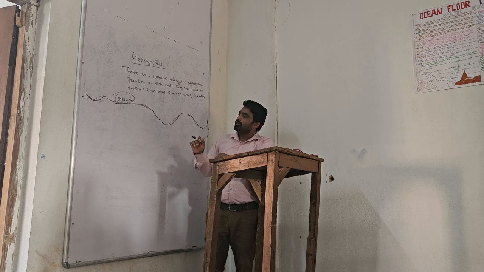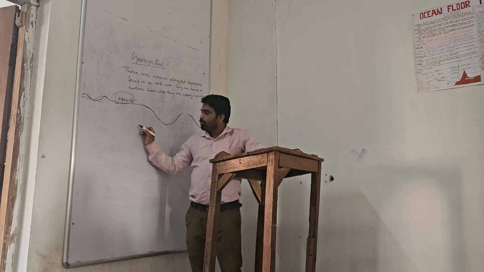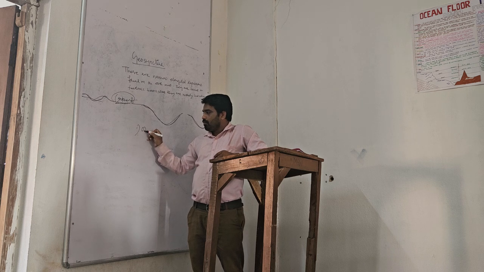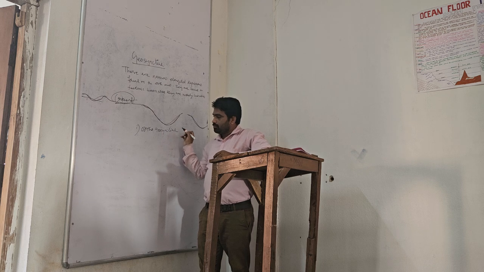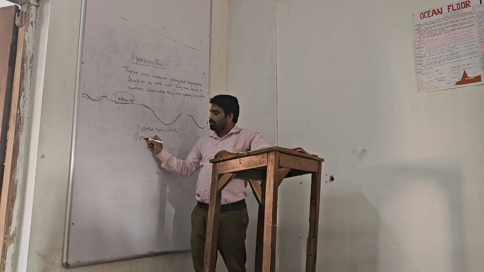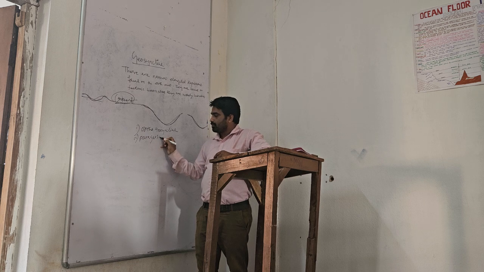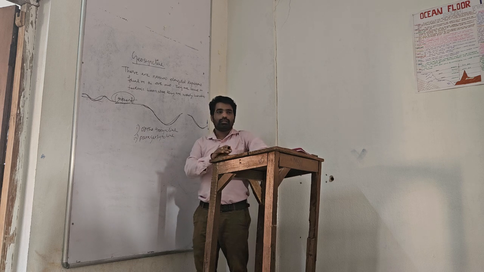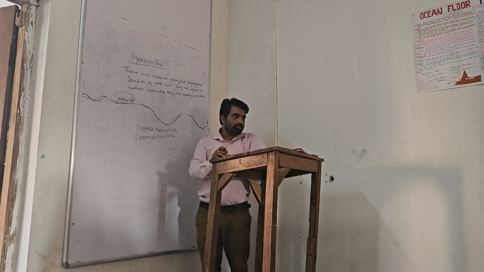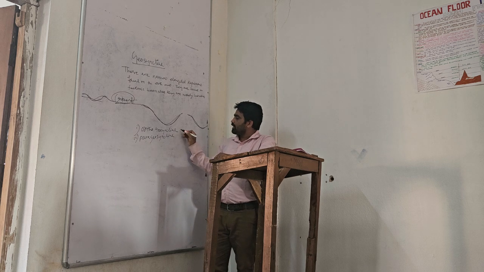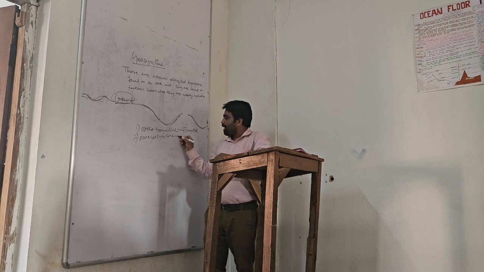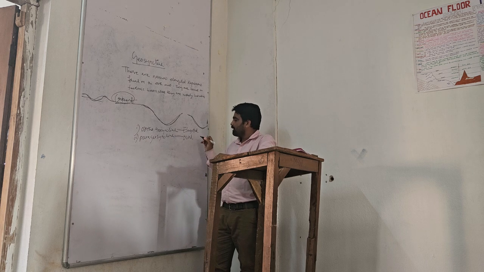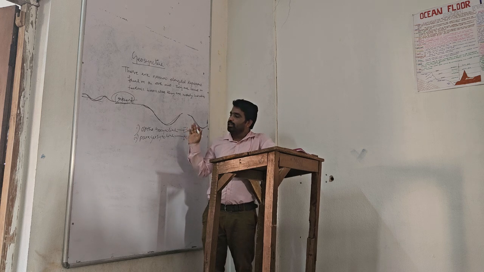So they are broadly classified into two broad categories. One is orthogeosyncline, another is parageosyncline. These orthogeosynclines are elongated in nature. These parageosynclines are oval in shape.